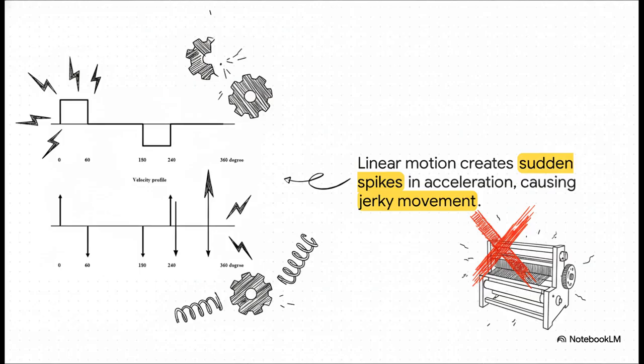Well, this graph of its speed and acceleration tells the whole story. Look at those insane vertical spikes. They represent a sudden, jerky start and stop. That shock puts a ton of stress on the threads and the machine parts. It causes vibrations, it causes breakages, and it causes a lot of wear and tear.